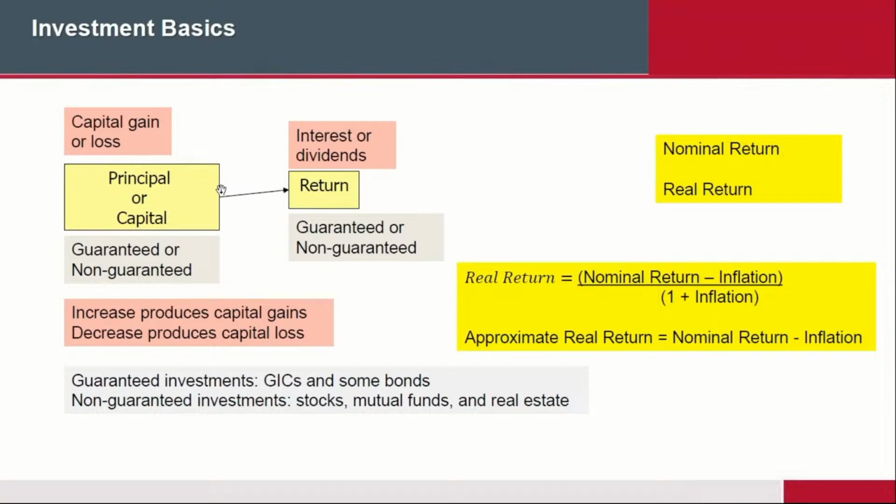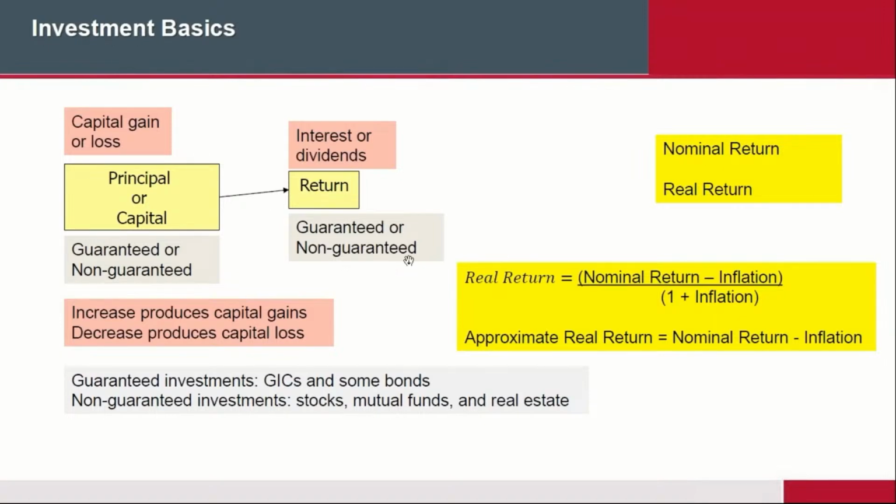Ultimately, what we want from any kind of investment is interest, dividends, or a capital gain. Interest and dividends are payments that are made to you for the risk that you're taking, in other words, the return on your money. And once again, the return could be guaranteed or non-guaranteed, in other words, it could fluctuate.